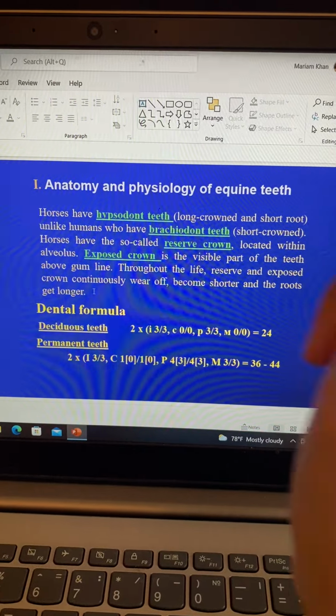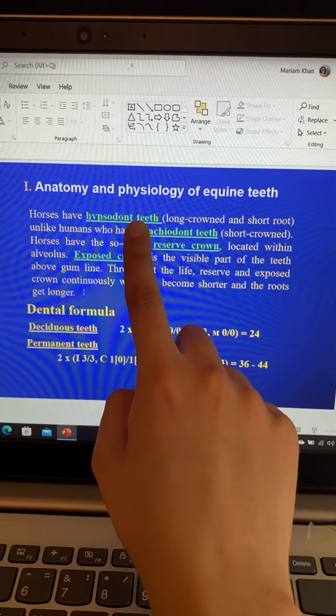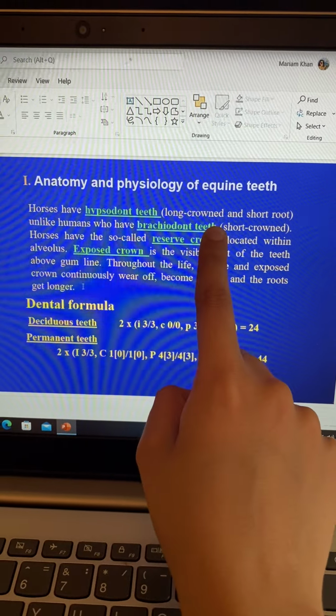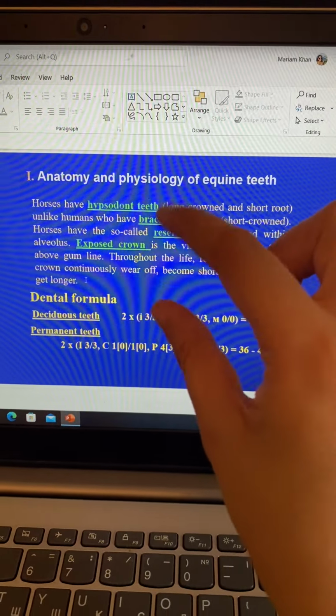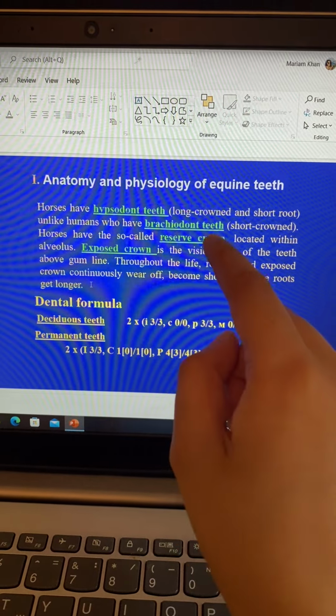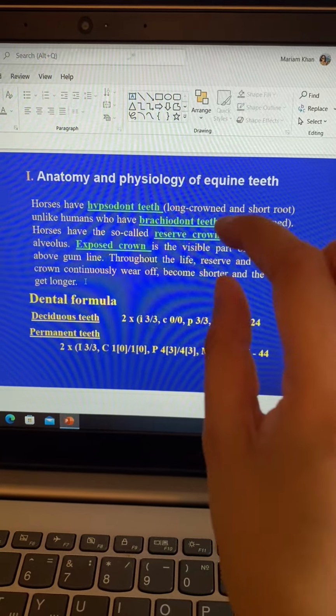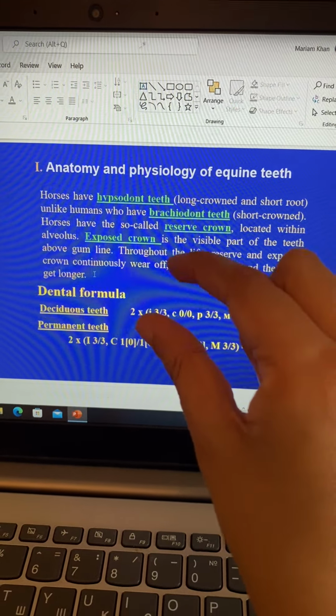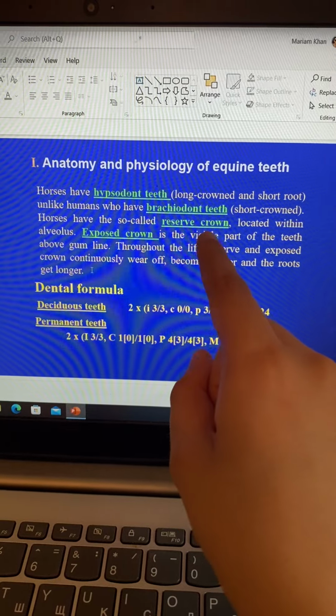So anyway, when asked in the exam, because this was one of the MCQ questions, horses have hypsodont teeth. What does that mean? They're long crowned, meaning the part that isn't in the gum is long, and they have a short root, so the part under the gum is very short. Unlike humans who have brachyodont teeth, with a very short amount sticking out of the gum, whereas they have a longer amount under the gum.